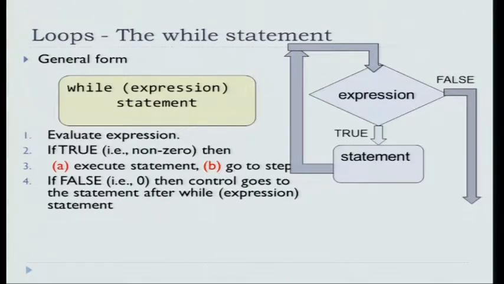The flowchart corresponding to the while expression will be: you test whether the expression is true or false. If it is true, you do the statement. If it is false, you exit out of the loop and execute the next statement outside the loop. So if the expression is true, in C, that is, the expression is non-zero, then execute the statement and go to the step outside the loop. If it is false, then directly go outside to the next statement after the while loop. This is similar, if you recall, to the if block without the else.